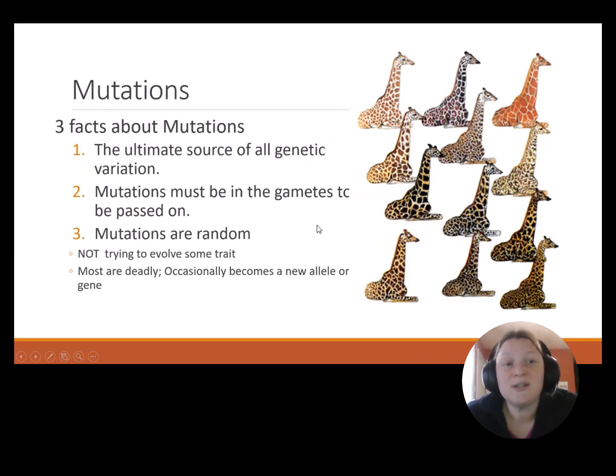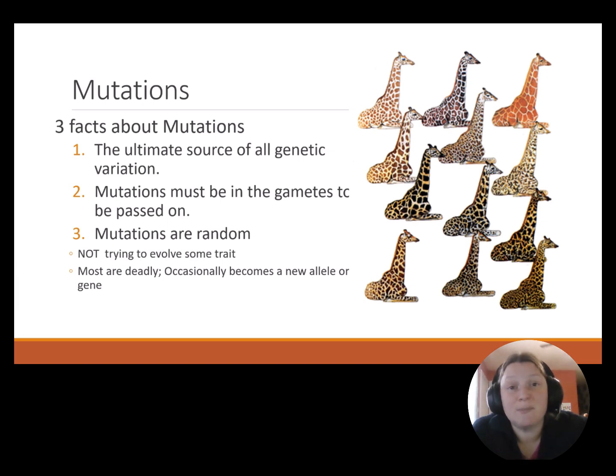Our first one is mutations. You've learned in previous classes that mutations are a change in the DNA sequence. So some key facts about our mutations. In evolution, mutation is our ultimate or original source of genetic variation. This is where new alleles come from.